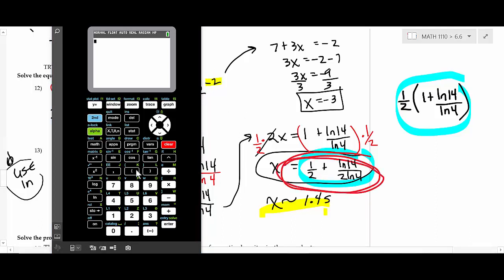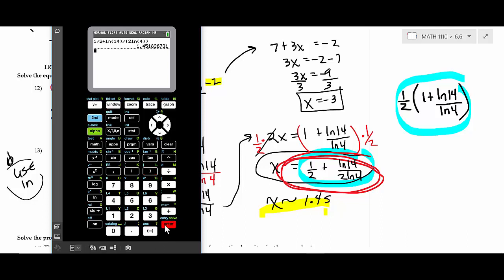I want to do this one because I want to show you what students do wrong all the time. So you could just put in a half, or you could even put in 0.5. Then it would be plus ln of 14, close parentheses. Then you've got to divide by parentheses 2 ln 4. So it's got to go in like that. If you don't put parentheses around that 2 ln 4, it isn't computing it correctly. That denominator has to be in its own grouping symbol.